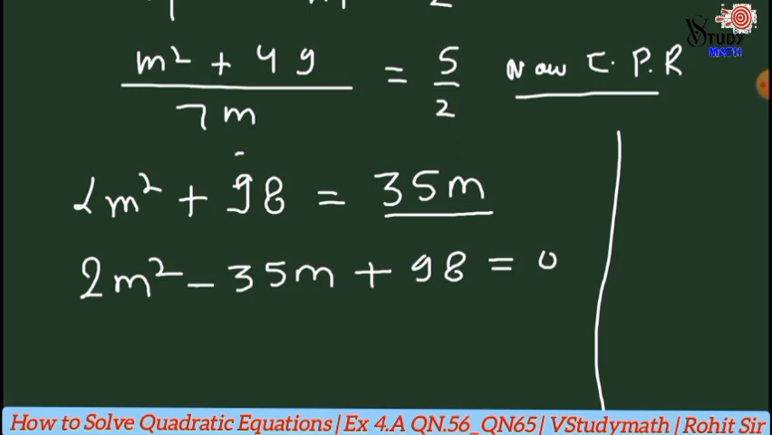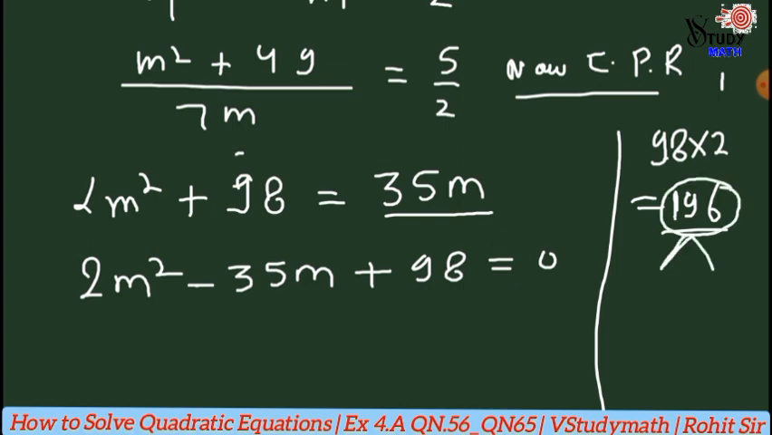Now prepare the basic strategy. Multiply 98 by 2. 2 times 8 is 16, 1 is carried forward. 2 times 9 is 18 and 1 is 19. So we have 196. Now we have to find two factors of 196 whose sum is equal to 35. So these are 28 and 7, because 28 times 7 is 196.